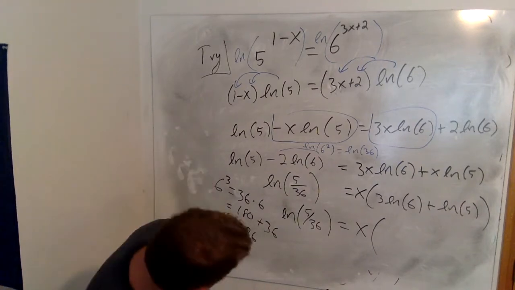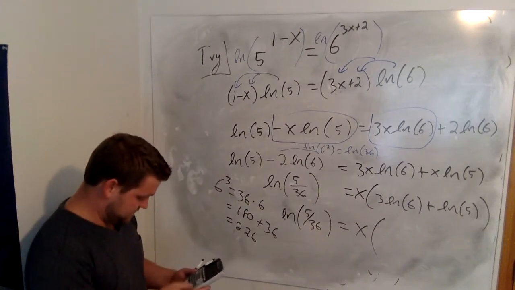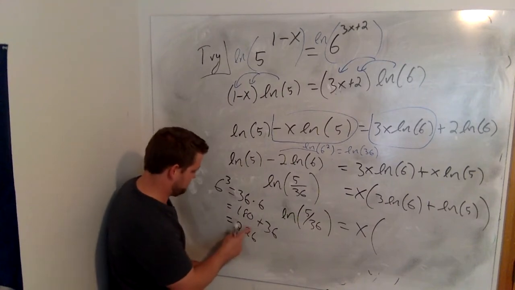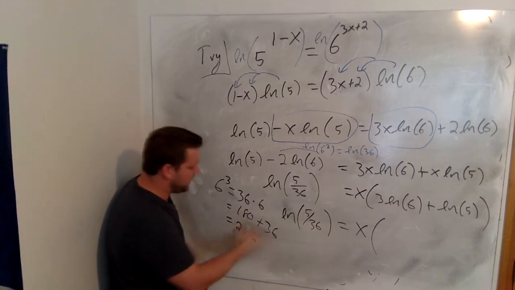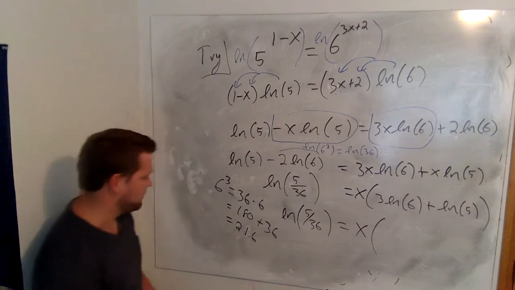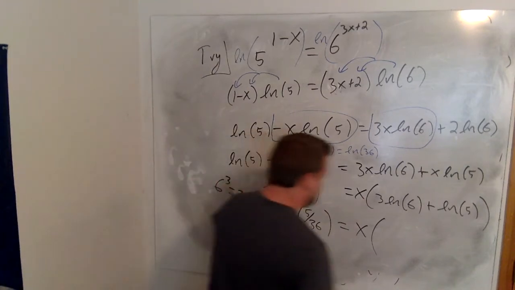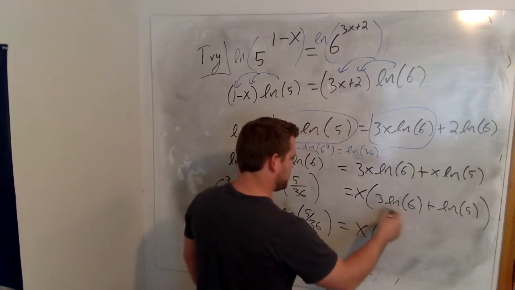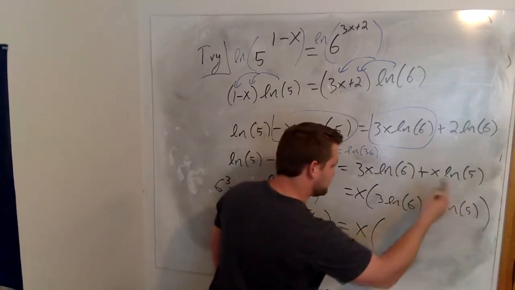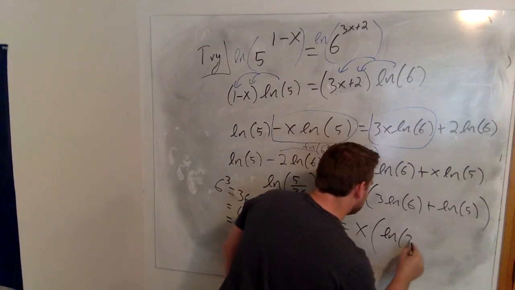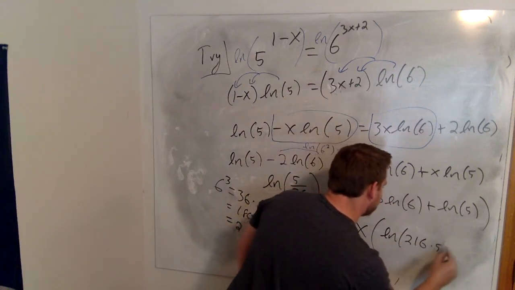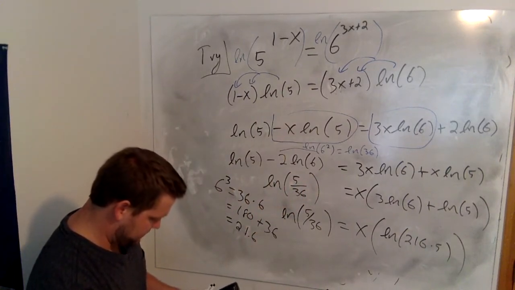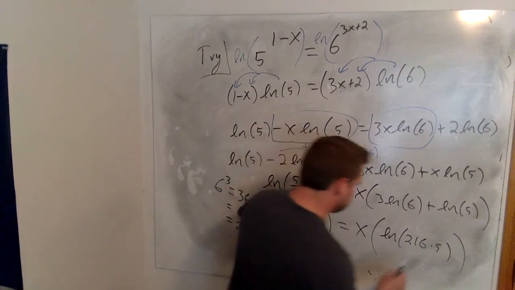I don't know, I'm trying to do that in my head. Is that what 6 cubed is? 6 cubed is 216. Yeah, there we go. Okay, so this is the natural log of 216 times 5. I'm not going to do that in my head. So 216 times 5, that's 1080.